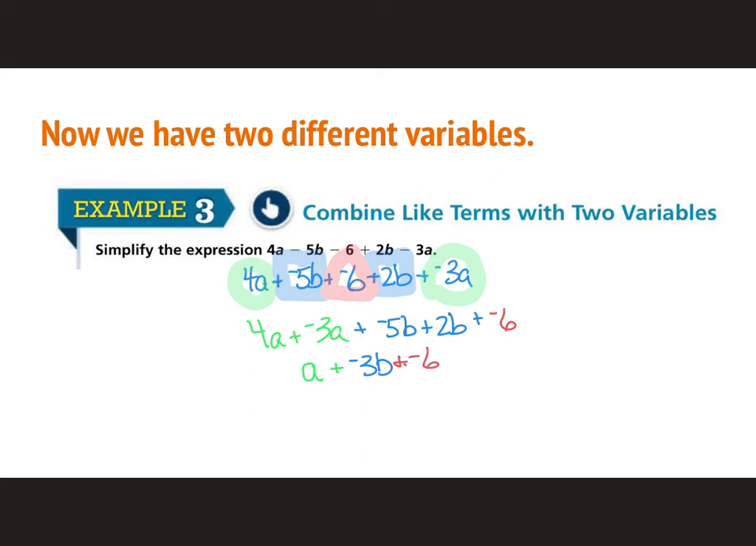So I can't add these things together now because I can't add a's and b's, and I can't add constants onto things with letters. So I just need to get rid of my double signs. So a minus 3b minus 6. And that should be your simplified version of example 3. So when they tell you to simplify, that's what they mean. You're making it simpler. See how this is more simple than what we had.